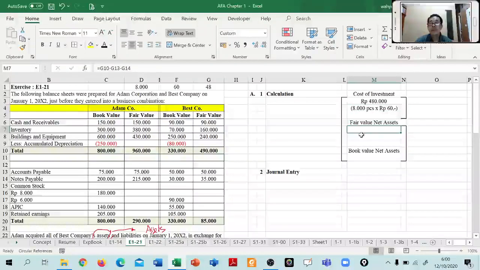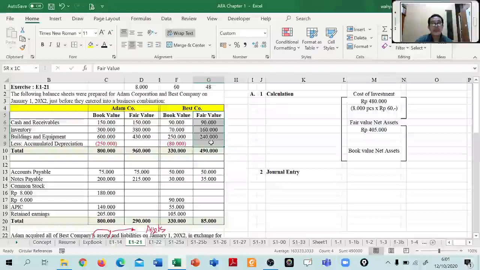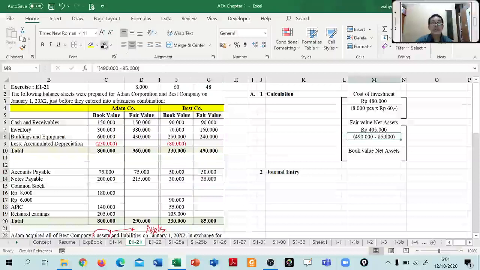What is the value of fair value of net asset? Okay, 405,000. Yeah, it comes from fair value. So we focus on the fair value of the base company: 480,000 minus liability. There are two kinds of liability, account payable and notes payable. Okay, so we get that number.